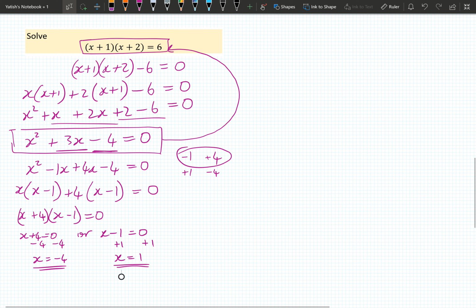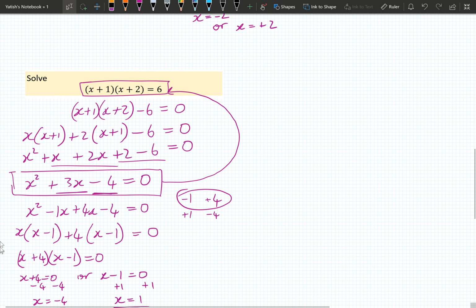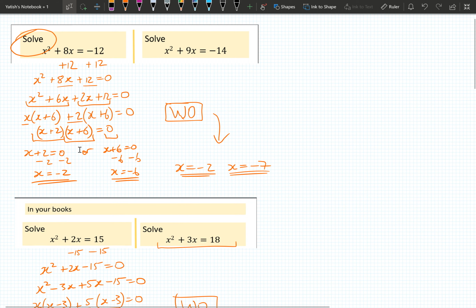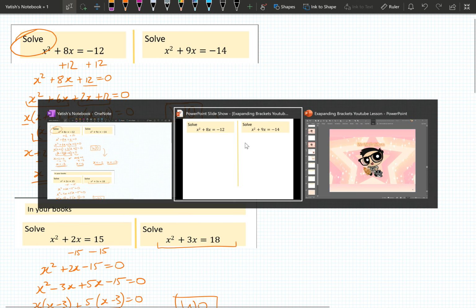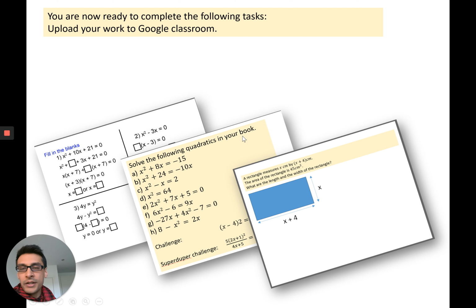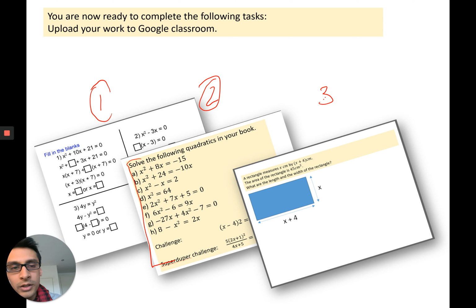All of this working out is going to be put on Google Classroom for you, so you can look back at it without having to watch the video. And what you're going to be required to do now is these worksheets, these lovely worksheets, which I've prepared. Okay, so the first thing you're going to be doing is fill in the blanks. There's 4 questions on that sheet. The second sheet you're going to do is this one here. So there's questions A to H with a challenge. And then the third question, you must all attempt this problem solving type question.